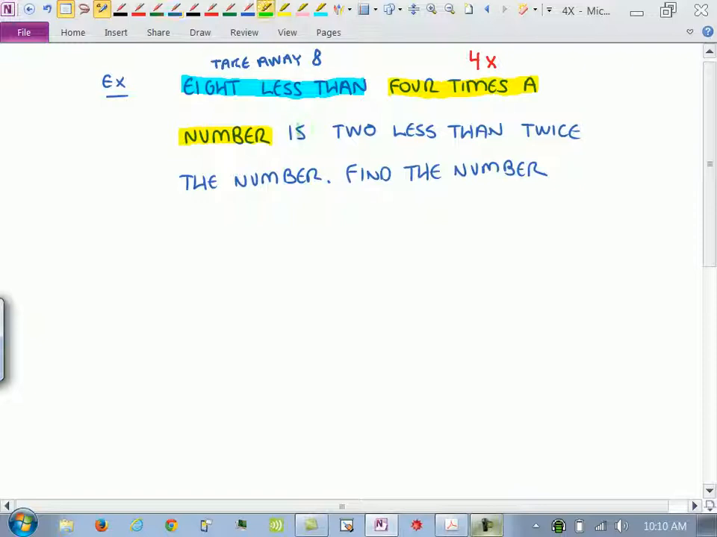What's the is? Equals 2 less than twice the number. Well, 2 less than, isn't that just like the 8 less than? That meant I'm going to take away 2 from how much? Twice the number, which is 2x. So see if you can write down the equation real quick. See if you can do it, and then I'll write down what it is, and we'll see if they match.